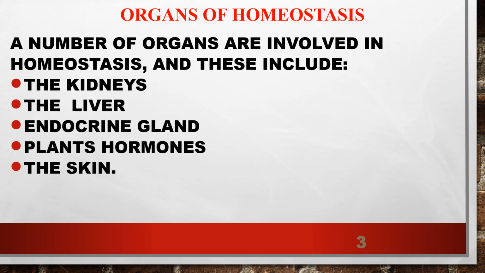Organs of homeostasis. To regulate internal parameters within the narrow limit or within the set point value, certain organs of the body play a crucial role toward maintenance of constant level of these internal parameters. A number of organs are involved in homeostasis, and these include the kidneys, the liver, endocrine glands, plant hormones, and skins.